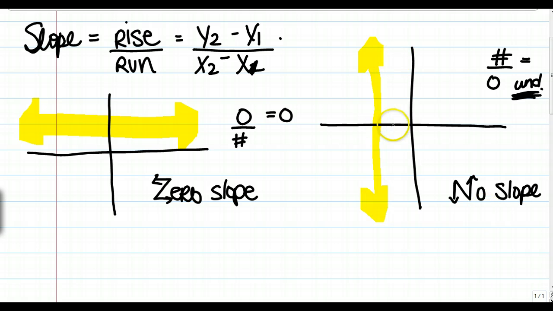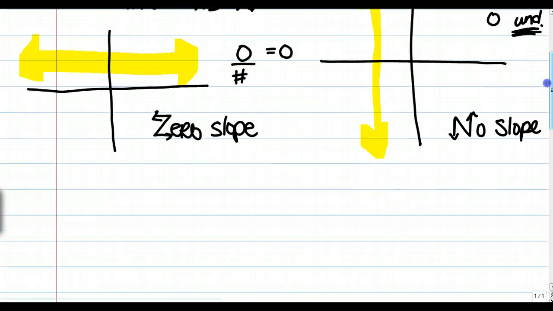The way I memorize that a vertical line, an up and down line, is no slope is because N for no kind of makes like the up or down lines. So these are just little tricks. You don't have to use them, but it's just to help you memorize whether it's zero slope or no slope when you're looking at a graph.